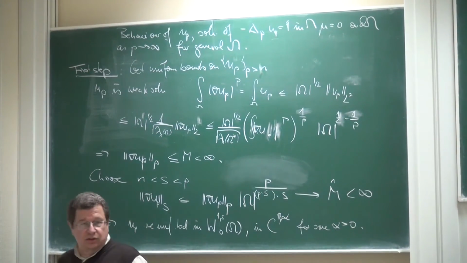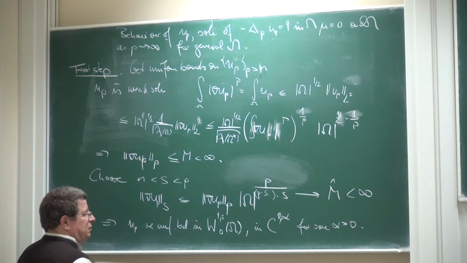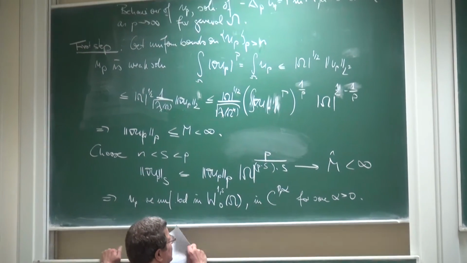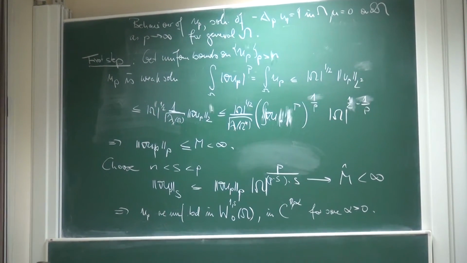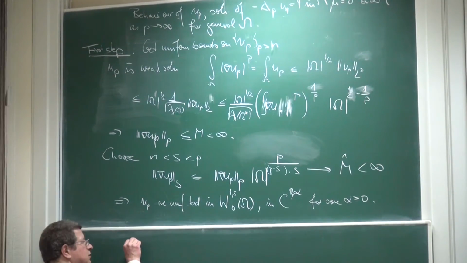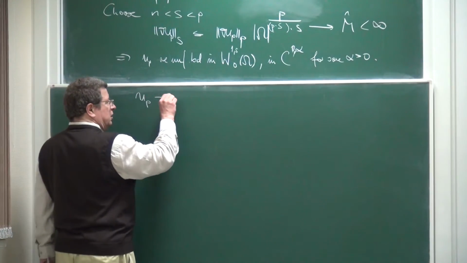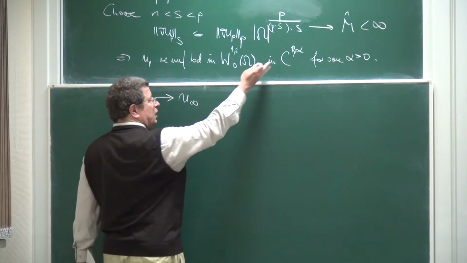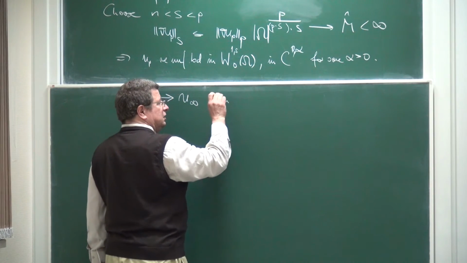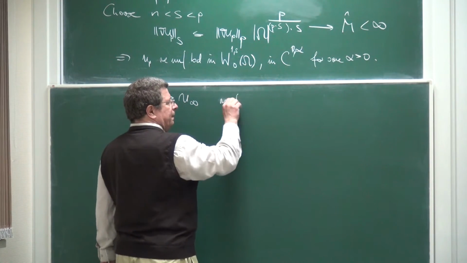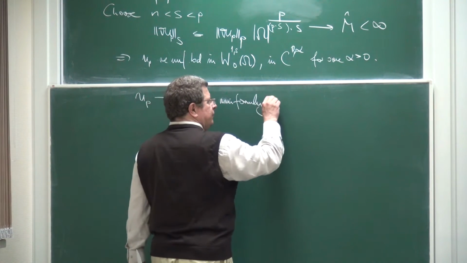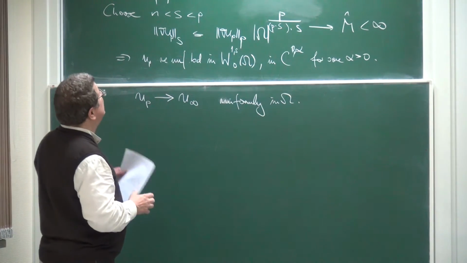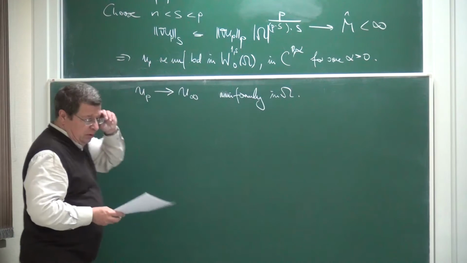So they are equi-Hölder continuous, and then since the embedding of W^{1,s} into C^{0,alpha} is compact, we know that after passing to a subsequence, u_p will converge to some function u_infinity in C^{0,alpha}, and in particular uniformly in omega. And then also u_infinity will be a continuous function.